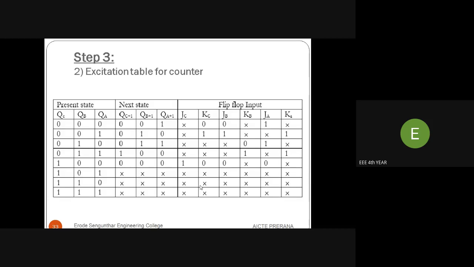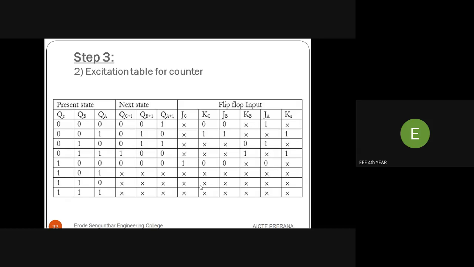When the QB value and QB plus 1 is 0, actually JC value is 0 and KC value is 1, X. Sorry, the term is wrong. Okay, no problem, you can correct it. So see the next column: QB as 0, QB plus 1 next state as 0. So for the present state 0, next state is 0, JB value is 0, KB value is X.